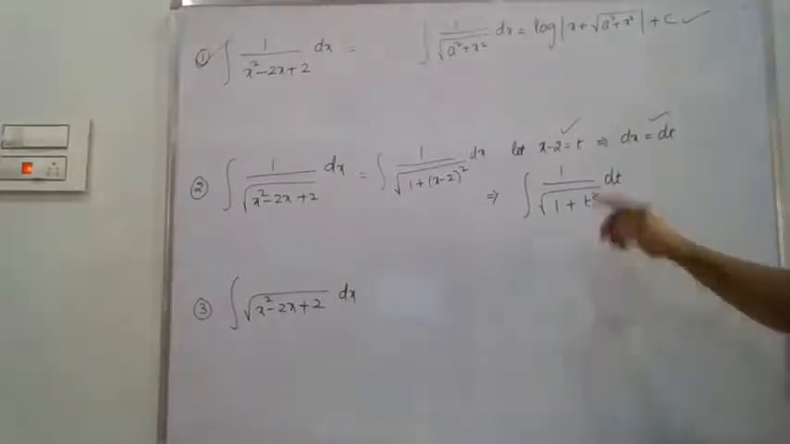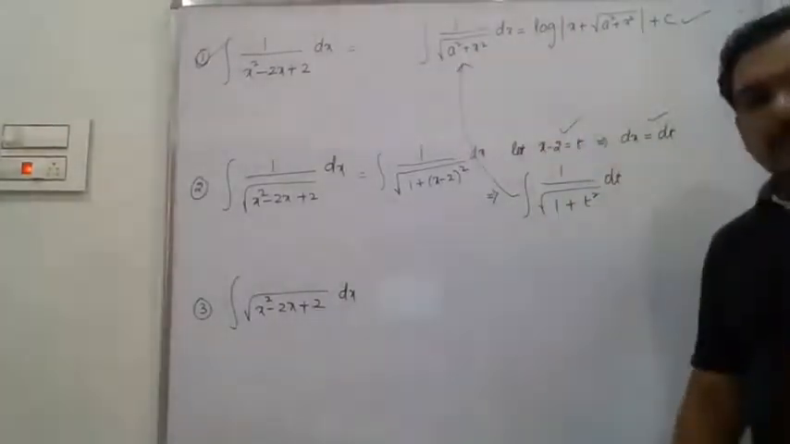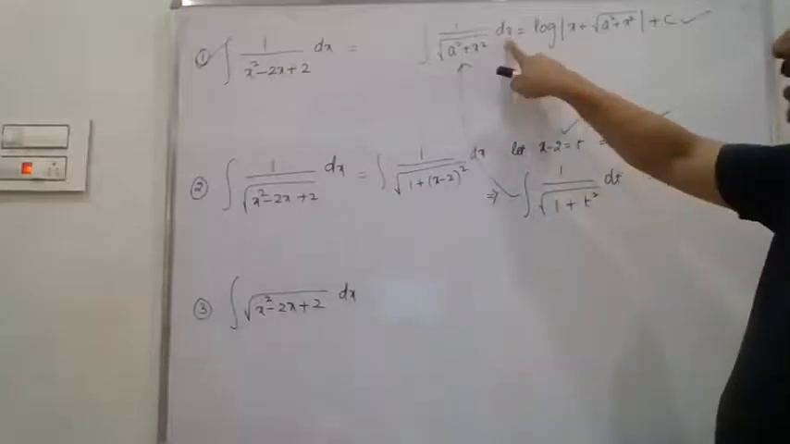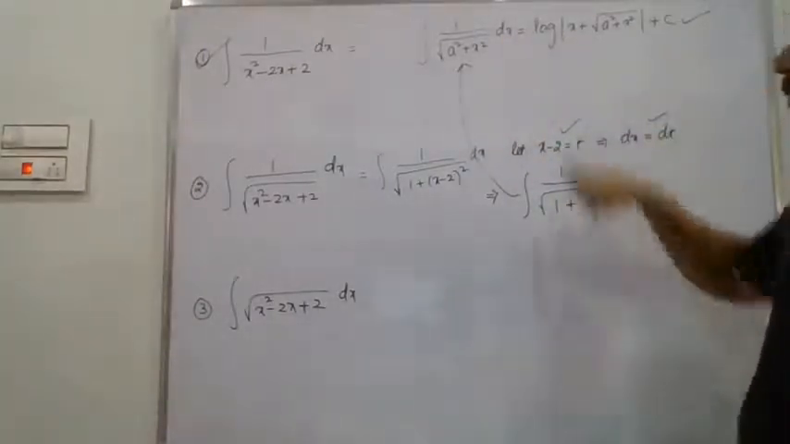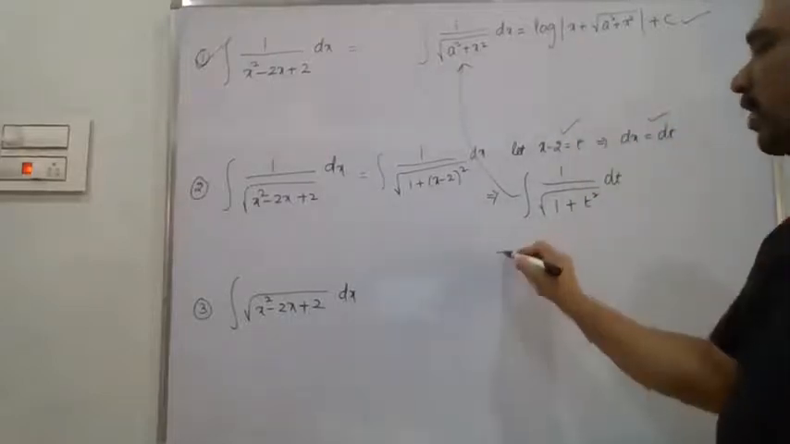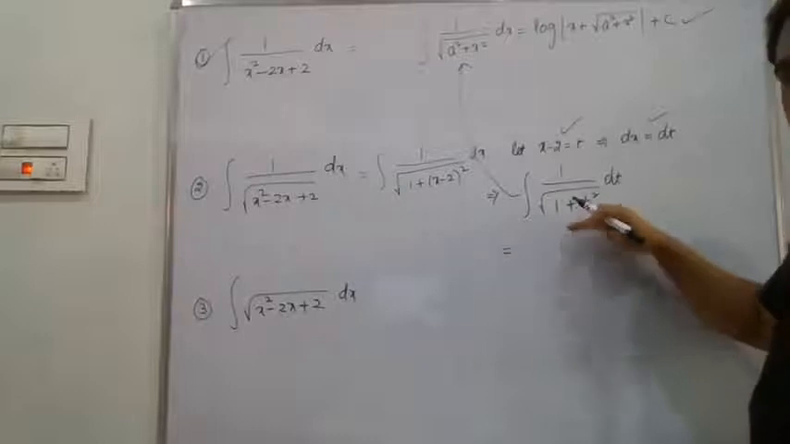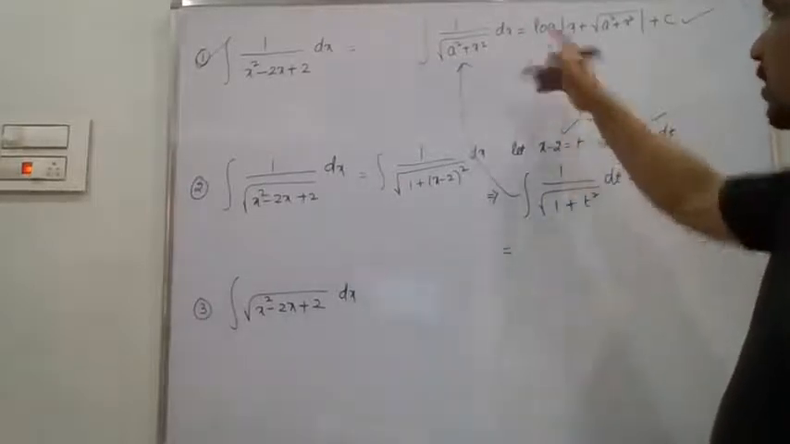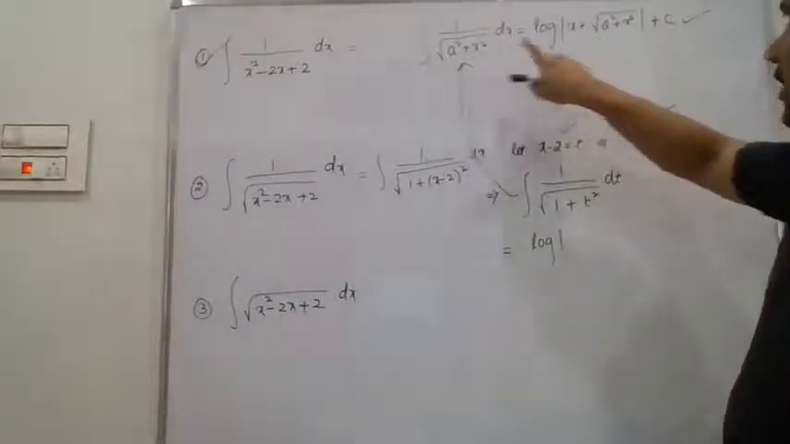Now purely it is in the form of the formula, integration of 1 by square root of a square plus x square dx, which is logarithm of this plus c. So I can write the answer directly by using this formula. I will not solve this question once again. Till here only the solution, then directly the answer. So what is the answer? Log modulus. Here x is there, that's why I wrote x.